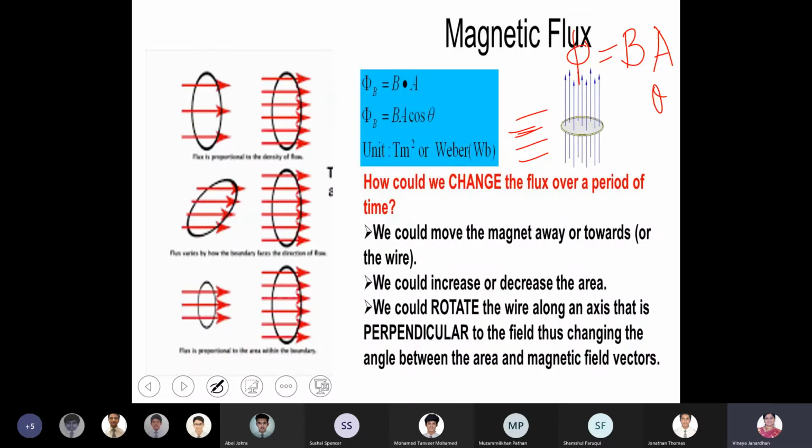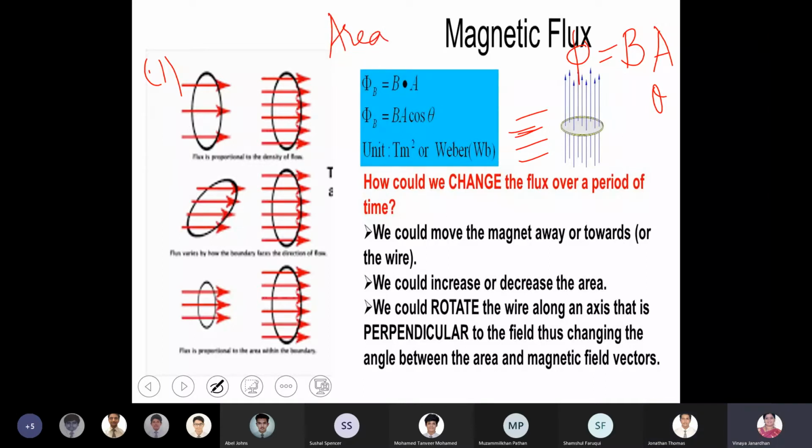Now, the flux depends. Look at this diagram. In the first diagram, is it not that both the loops have the same area? Abhishek, is it not that both the surfaces have the same area? Yes, ma'am, they have. Okay, they have the same area.